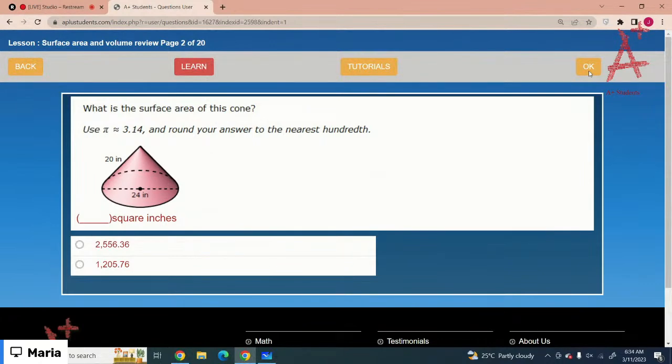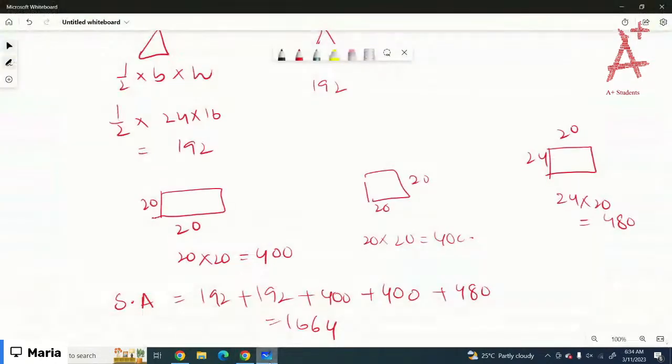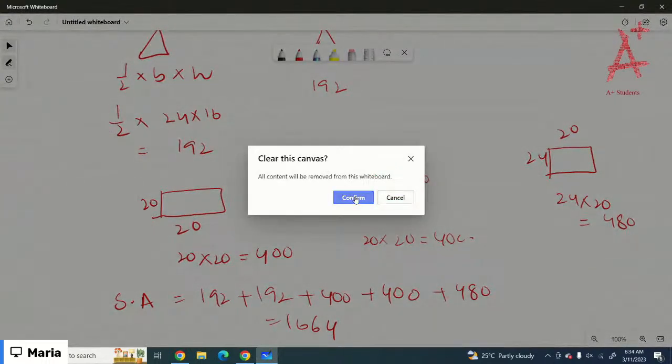What is the surface area of the cone? So you are given a cone, and you have to calculate its surface area. First of all, you are given the diameter. Diameter is 24. So just calculate the radius. Radius equals diameter divided by 2.